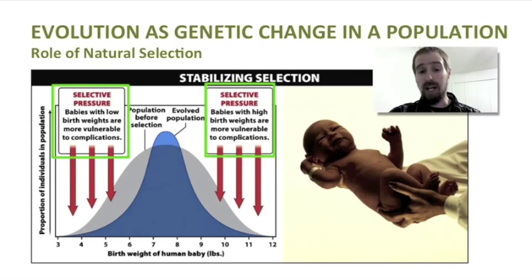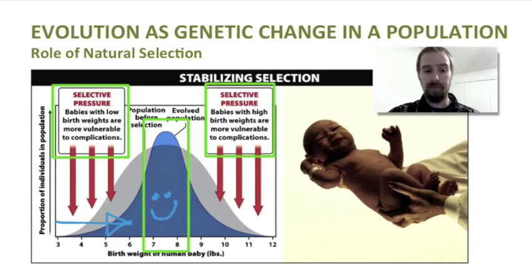Babies with a middle range birth weight have the best chance of survival, so these babies are more likely to grow up and reproduce themselves someday, in which case they will pass the genes that gave them a middle range birth weight on to their children. This is an example of stabilizing selection, an evolutionary push towards the middle.